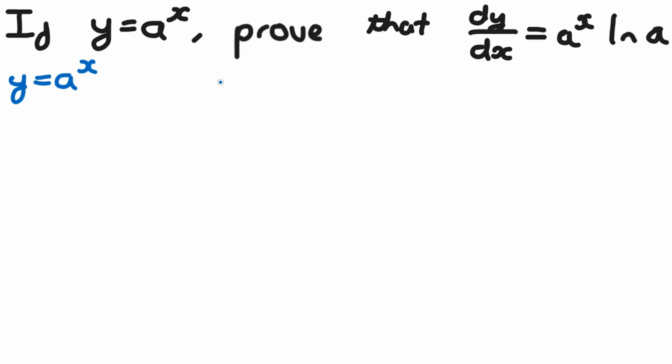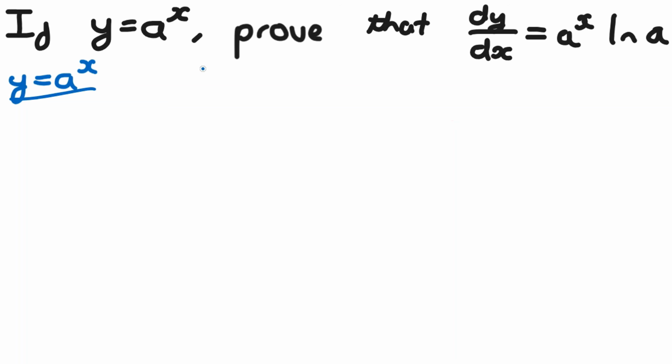Now, really quick, the book does the proof of this derivative here, that if y is equal to a to the power of x, prove that dy over dx is equal to a to the power of x multiplied by the natural log of a. Just because the book does it, it makes me think that you probably need to know, and it's a bit hard to figure it out on your own. There's a specific method to do it, so I'm just going to go over it really quick.